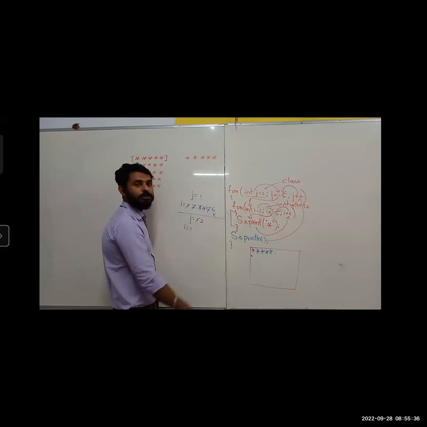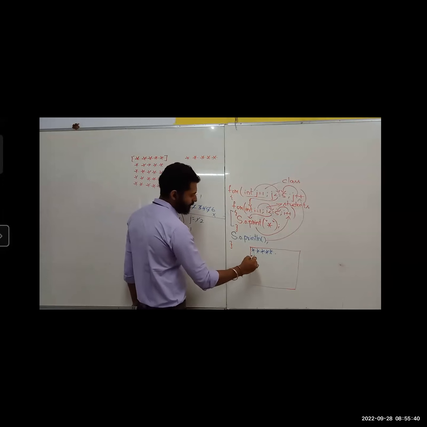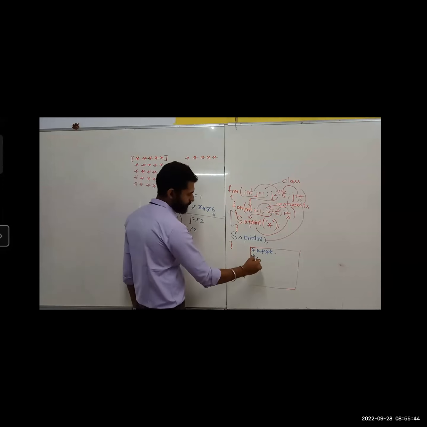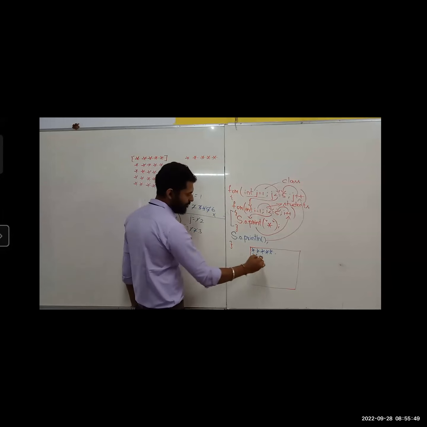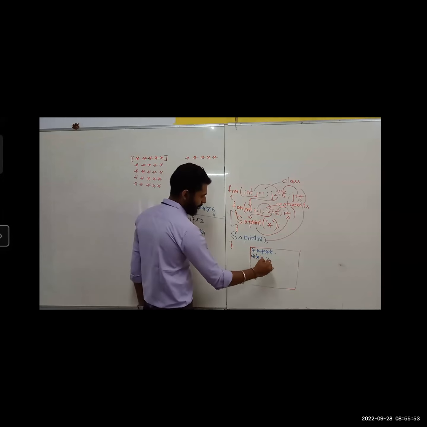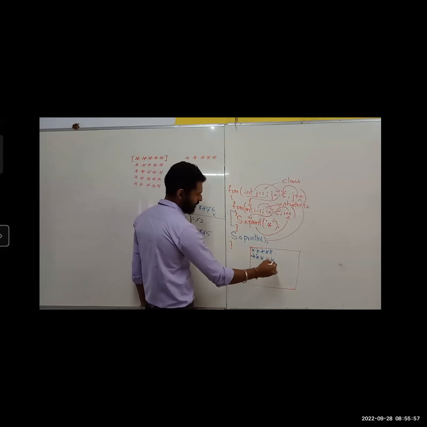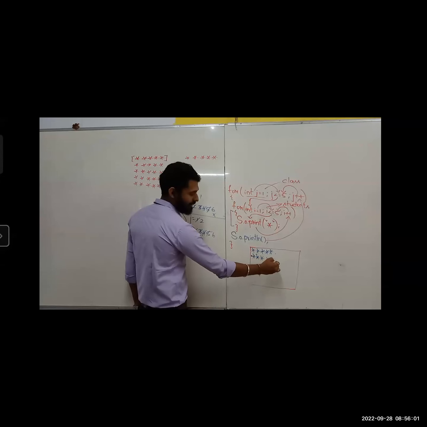I equal to 1. I less than or equal to 5? True. As it is true, what should I do? Print star. 2, true, print star. 3, true or false? True. Print. 4, true. 5, true. 6, fine, false. Get outside. The cursor will be here already.